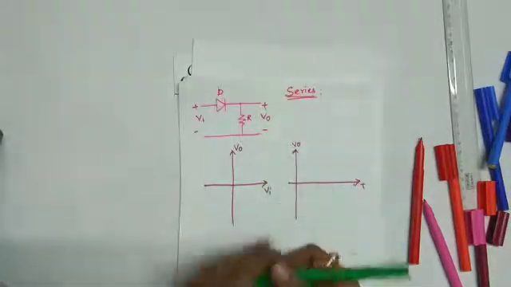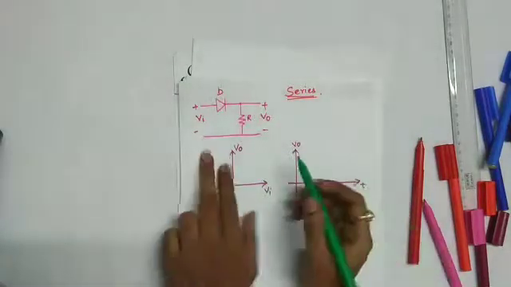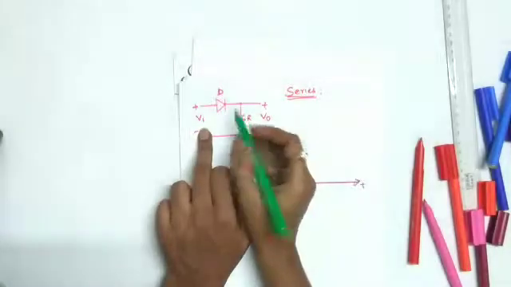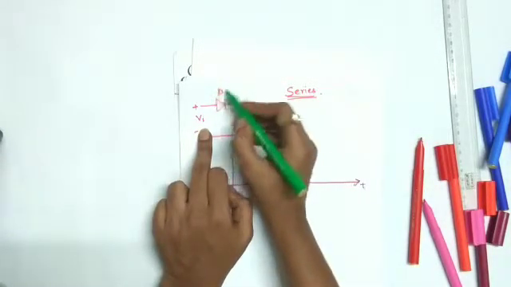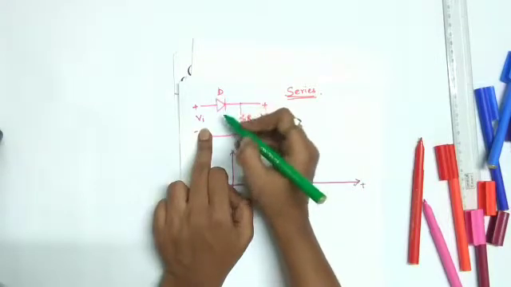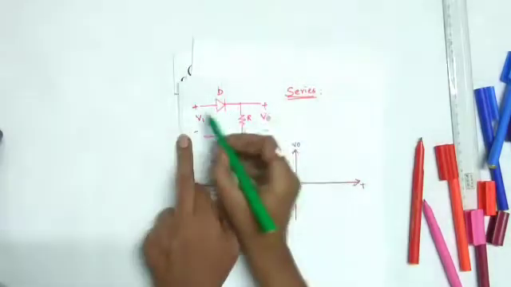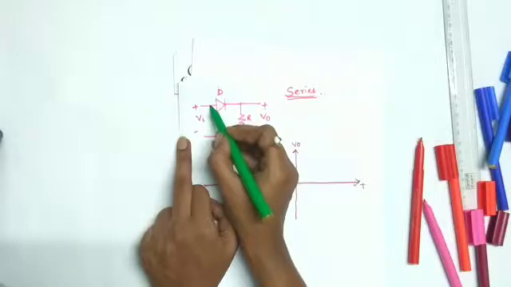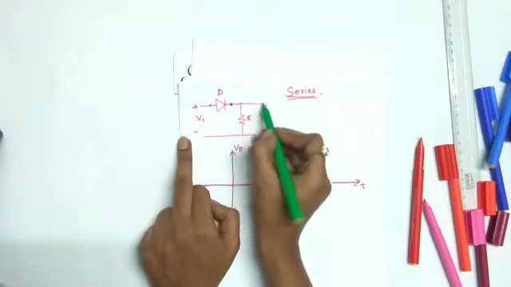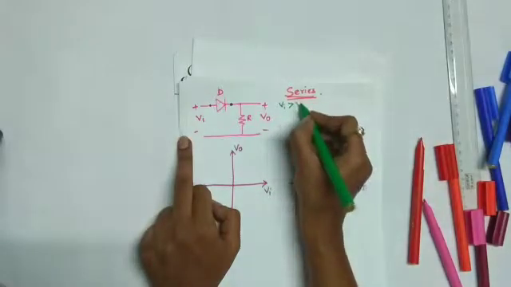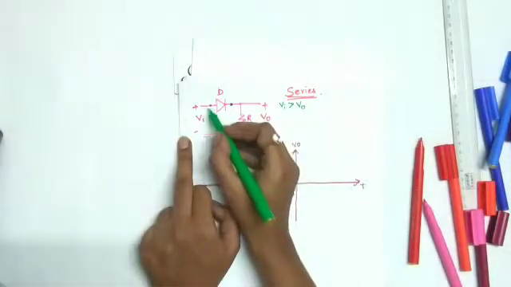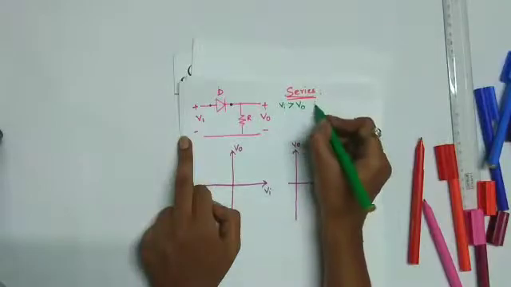We need to find out what the voltage is. Suppose we take two cases. What decides whether this diode is on or off is the voltage across it. The voltage at this terminal is VI, and at this terminal it is V0, right? So if VI is more than V0, what happens? If VI is more than V0, this diode will be on.